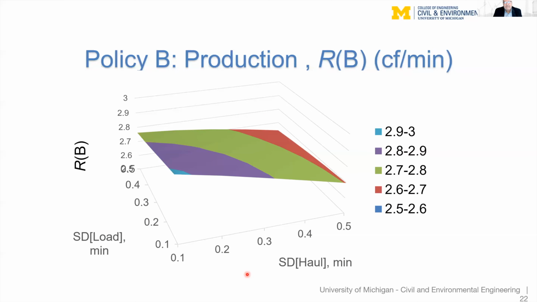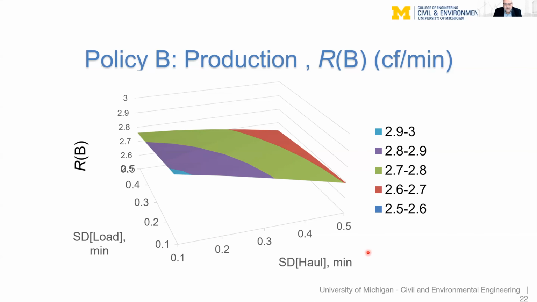Now, for policy B, the picture is different. Again, we go from high in this corner to low in that corner. But if the standard deviation of haul is small, but the standard deviation of load is large, then preempting the load activity is a good thing to do. Production is high. On the other hand, in the other corner, if the standard deviation of haul is large and the standard deviation of load is small, then preemption is a lousy idea.